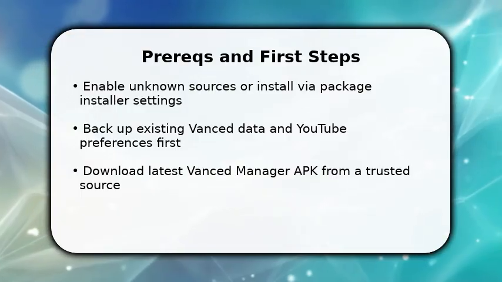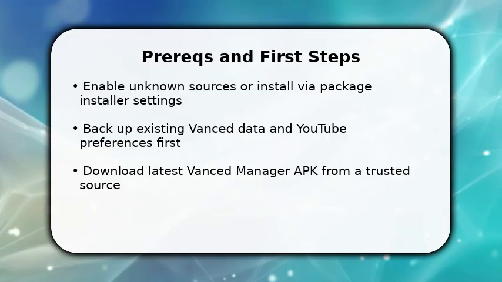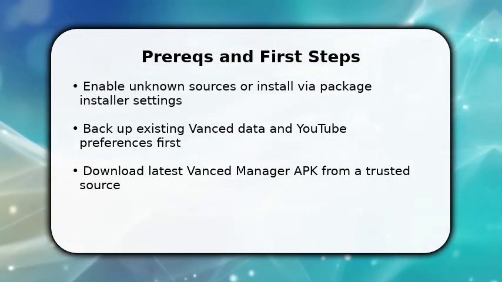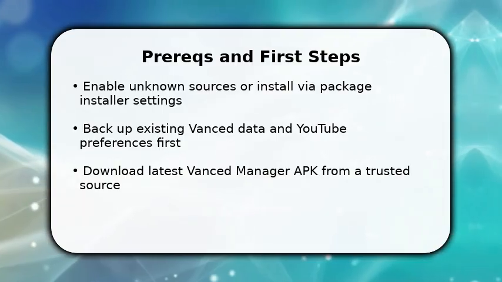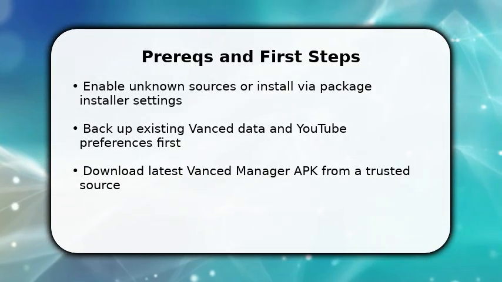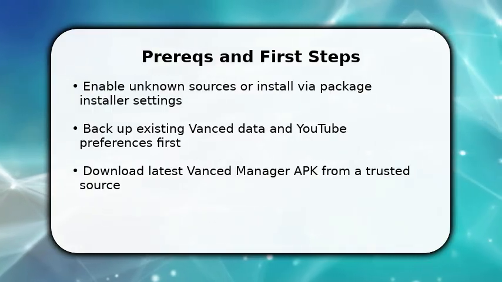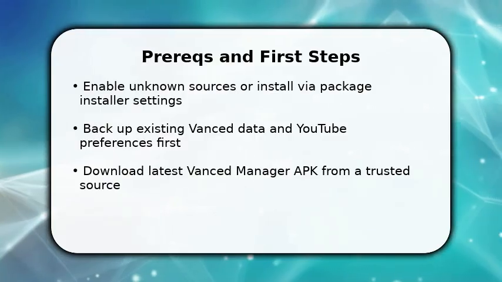You start by preparing your device. Enable the installer permission for unknown apps and back up your existing Vanced data so you can restore settings if needed. Next, install Vanced Manager, the app that handles Micro G and Vanced modules, because it automates signing and patching.